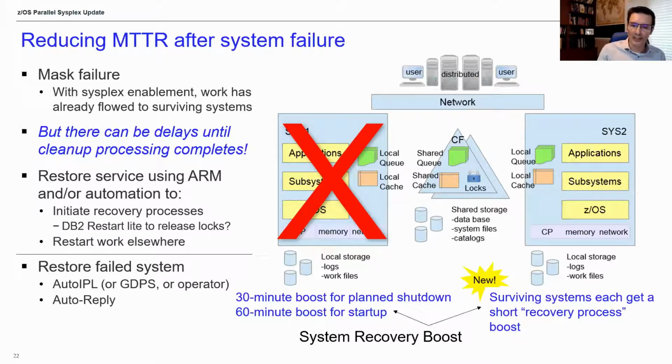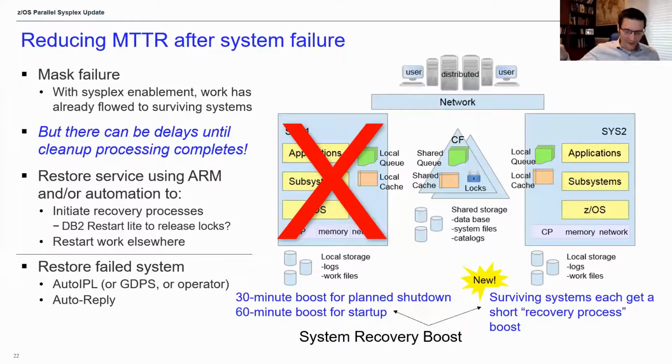So those things are already in play, but now we can leverage the IPL version of System Recovery Boost, the 30-minute shutdown and the 60-minute boost for startup on the failed system. So the failed system can take advantage of the System Recovery Boost, providing that system's on a z15, of course, and it can leverage both that speed boost and the zIIP boost, and even the System Recovery Boost upgrade if you've purchased it and activated the System Recovery Boost upgrade on that CEC.